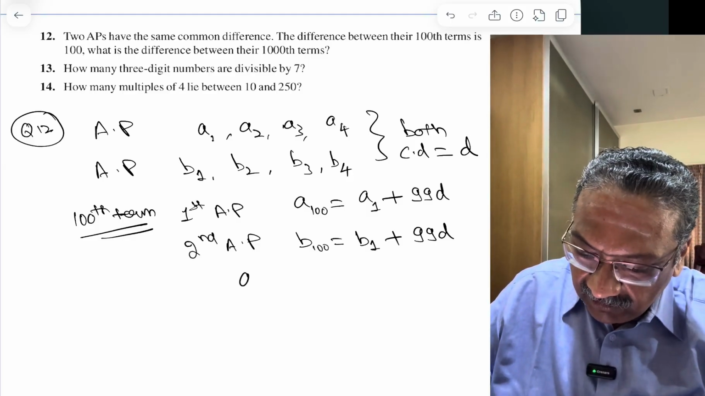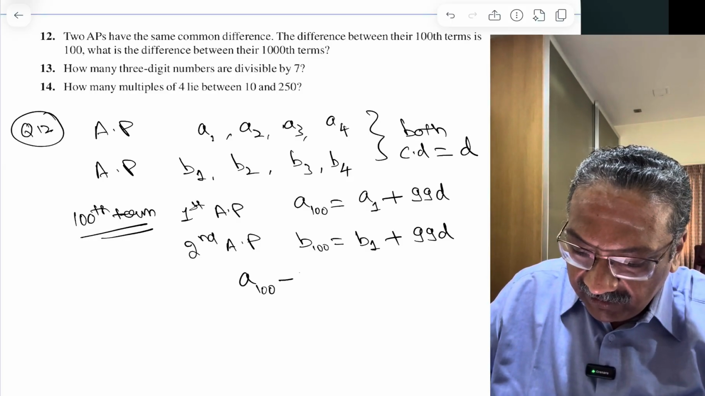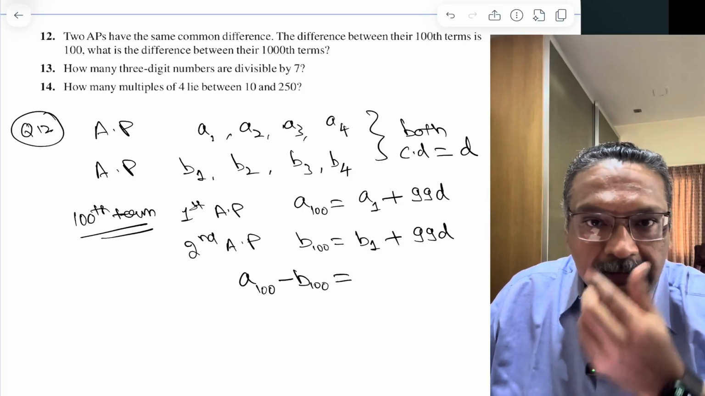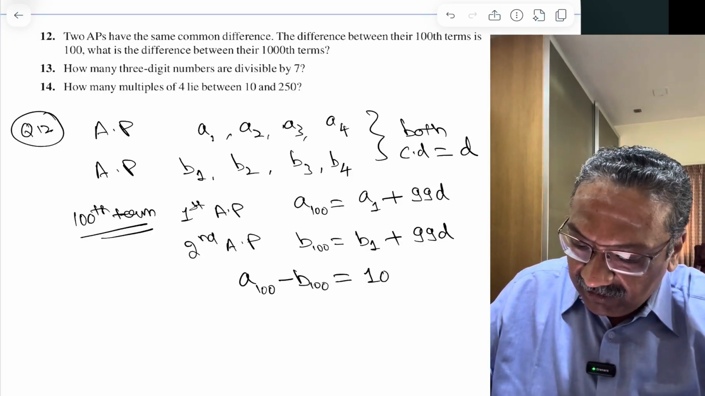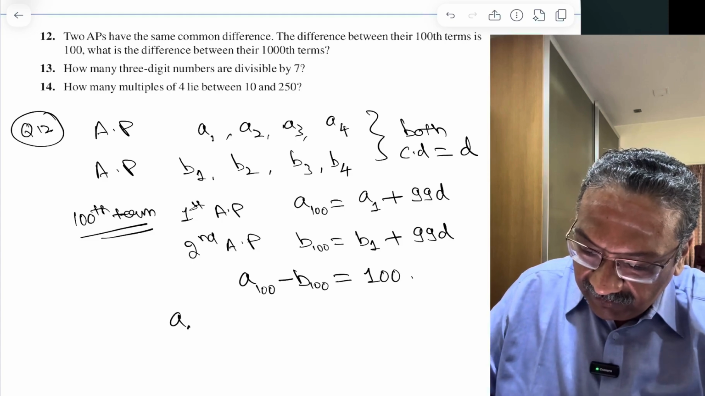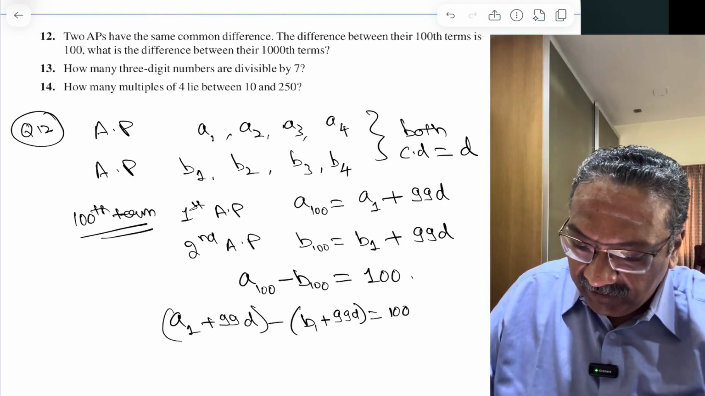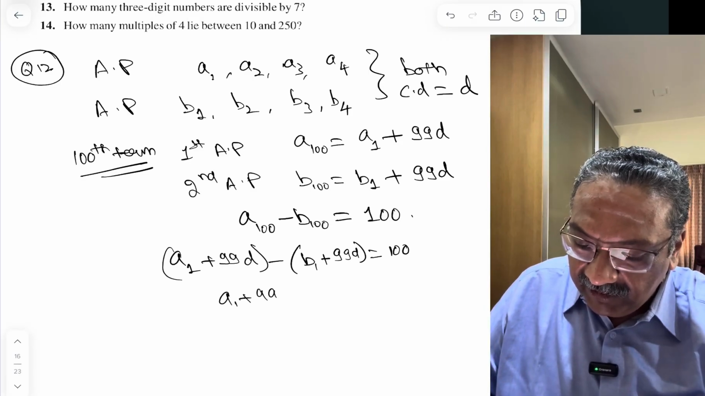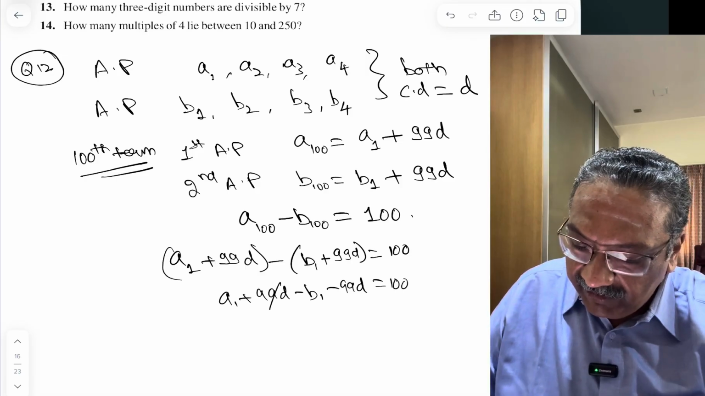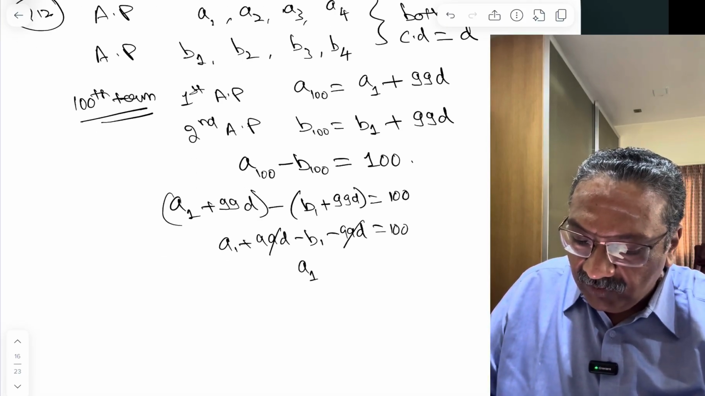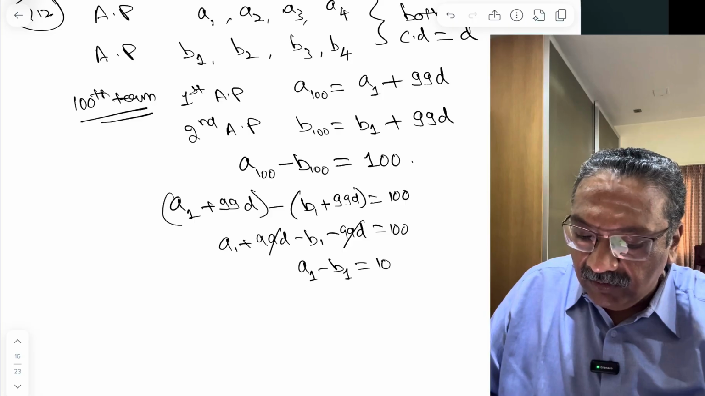What they have given is the difference, so A100 minus B100 is equal to 100. If you substitute, A1 plus 99D minus B1 minus 99D is equal to 100. 99D cancels. So, A1 minus B1 is equal to 100.